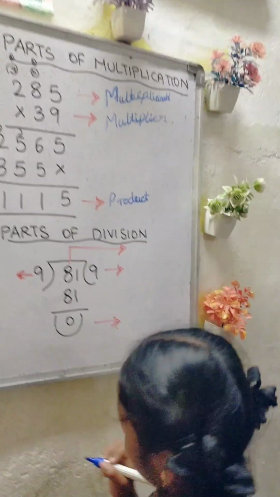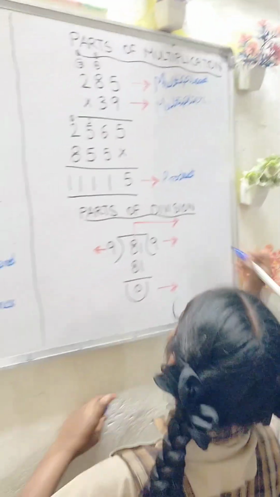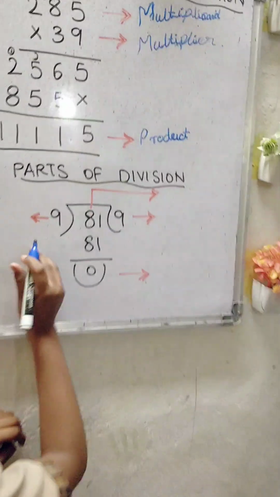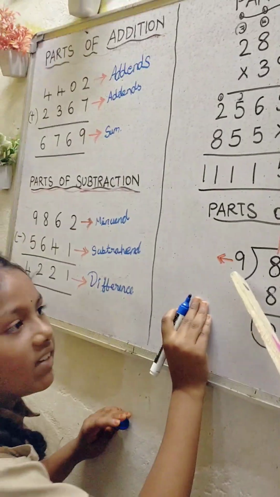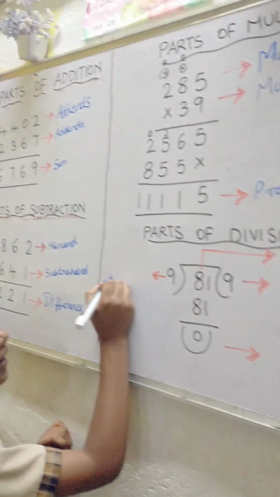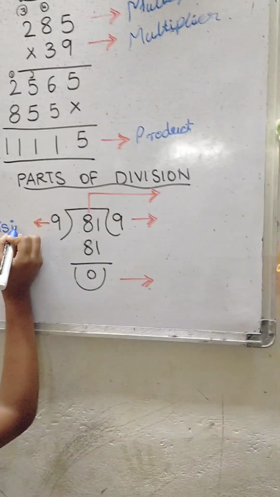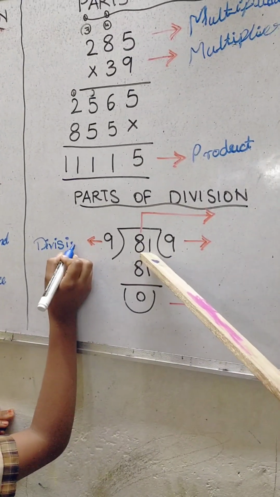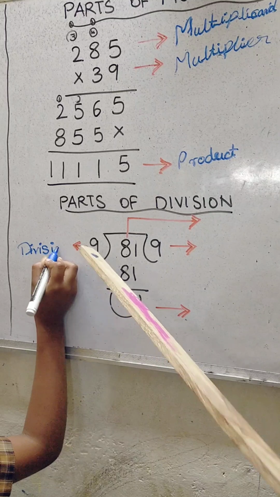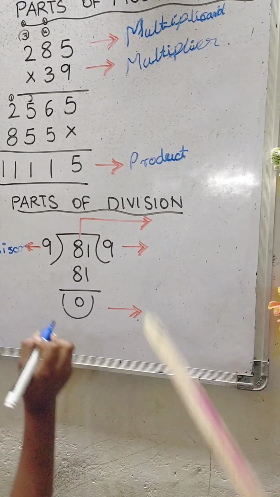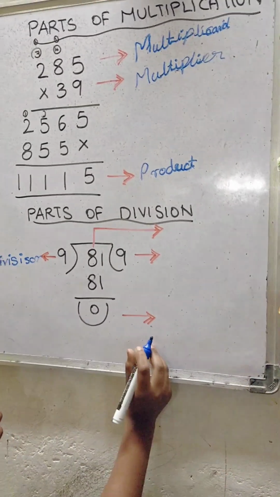Then next, coming to the parts of division. Come on, do it. Parts of division. Yes, what is this called? Divisor. Please write it there. Divisor. The number to be divided is called dividend. The number with which we divide is called divisor. The answer is called quotient, and the leftover is called the remainder.